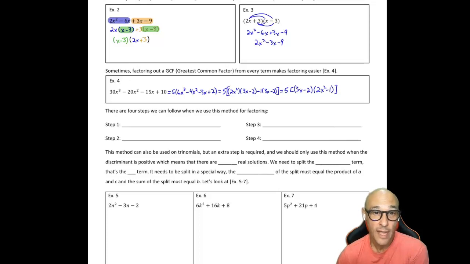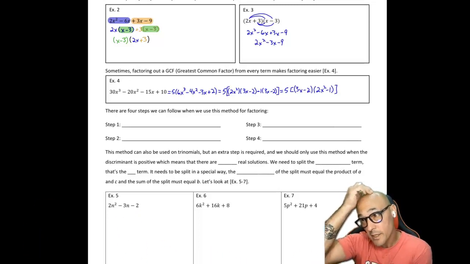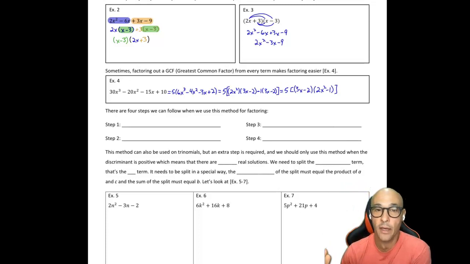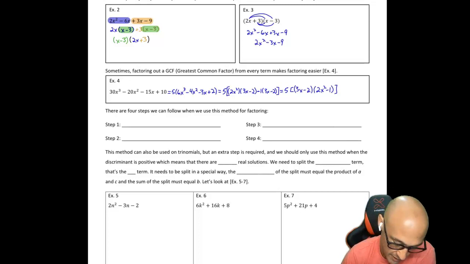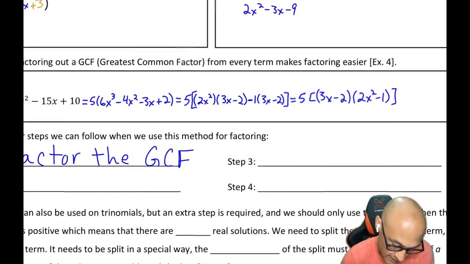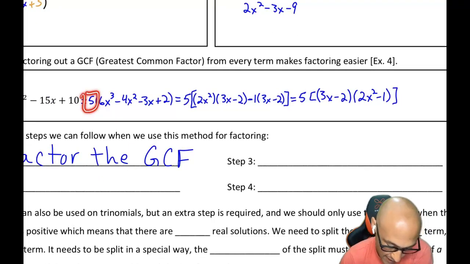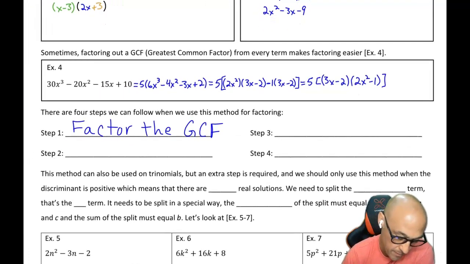So there are 4 steps we can follow when we use this method for factoring. And really the first step might not always be necessary, but factor out the greatest common factor, the GCF. What I'm talking about there was, like in this one, we factored out that 5. That was the first step.